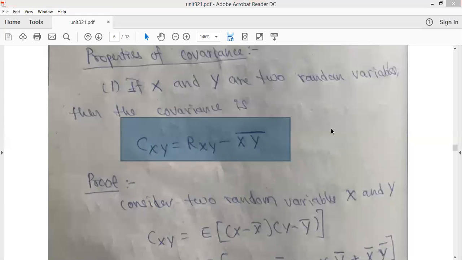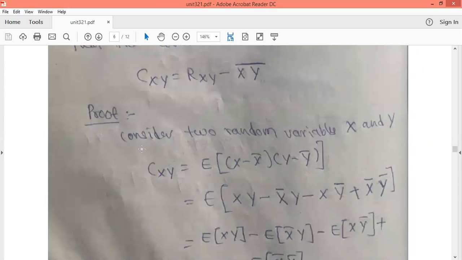What is Rxy? Rxy is called correlation. Rxy is given as the expected value of XY. Correlation is given as the expected value of XY. This is the formula for correlation. Okay, now we see the proof of this.